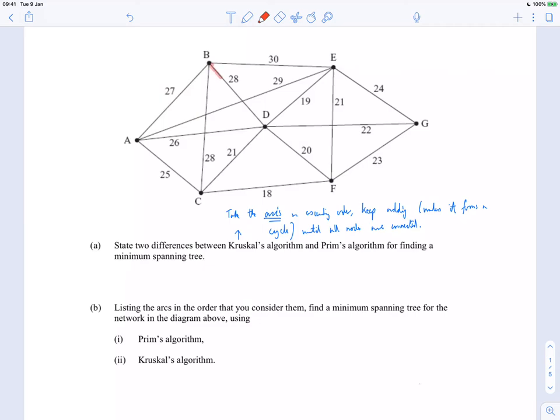And then you keep adding arcs unless you make a cycle. So say, for example, we added B, then E. We couldn't add E to D because then that would form a cycle here. That's like a loop. Not to be confused with a loop, which is where you've got a node connected to itself. That's a loop. This would be an example of a cycle. This would also be a cycle, a four-node cycle, and so on. So we can't have any loops or cycles.